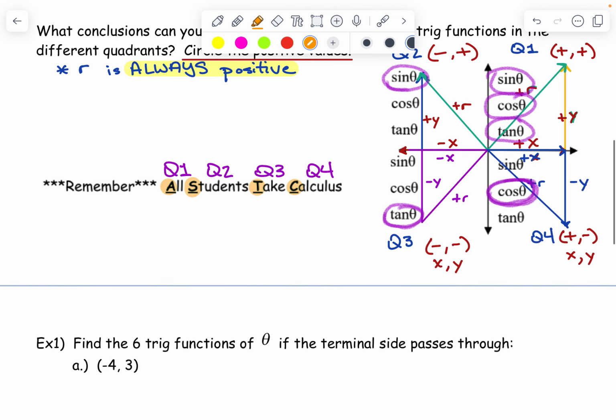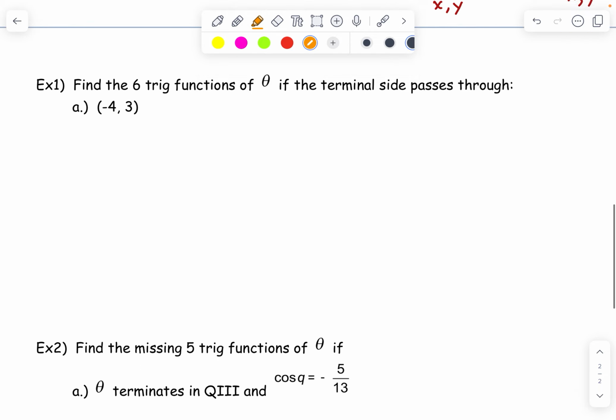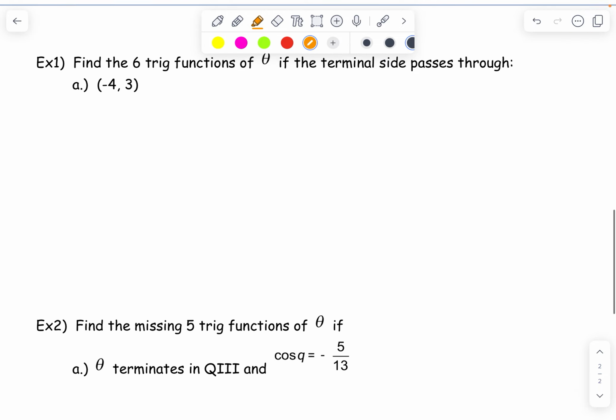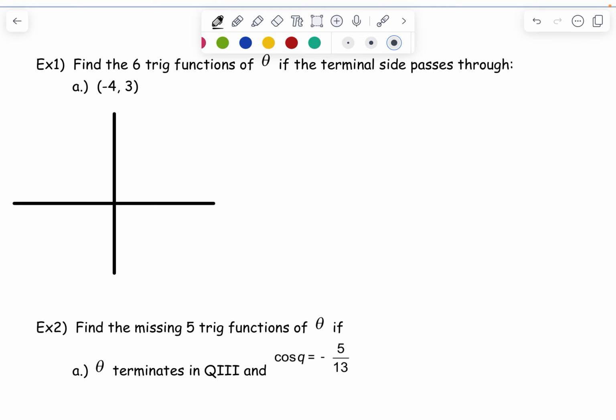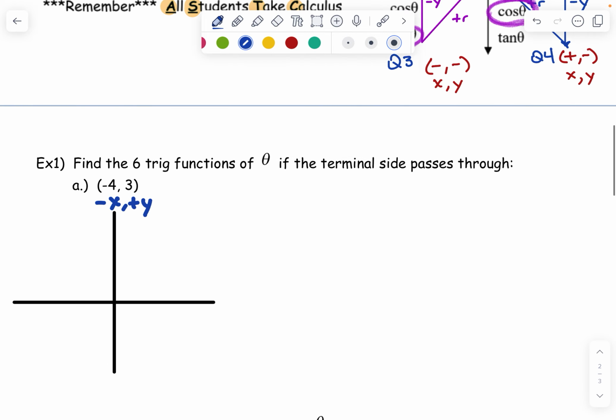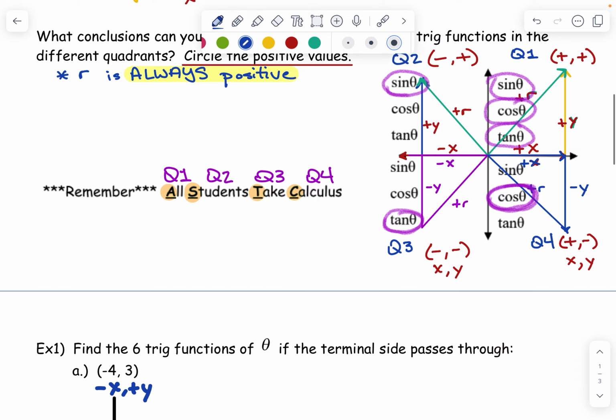All right, so let's put some of this to use. We have a couple of examples. Example 1 says find the 6 trig functions of theta if the terminal side passes through -4, 3. So here's how we want to start. If you need a ruler, grab one. Most of these problems will start by putting a nice little quadrant system on your paper. This particular question asks about a negative x and a positive y. If I look back up here, that is going to be in Q2.